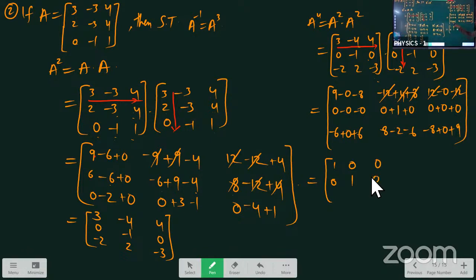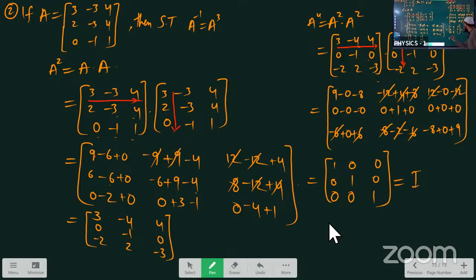Next, last row, minus 6 plus 6 cancel. 6 minus 6, 0. Minus 6 minus 2, minus 8 now. Minus 8 plus 8 cancel. Answer is 0 here. Finally, 9 minus 8 plus 1. So what is it, which matrix is it? Identity matrix, I, 3 by 3 matrix. So A power of 4 value you are getting as I now.